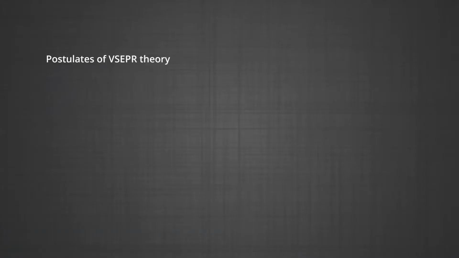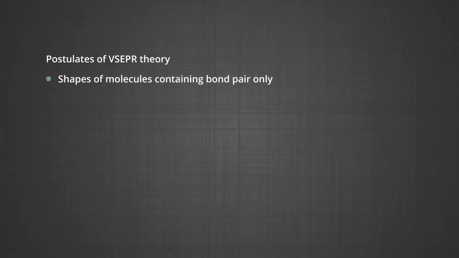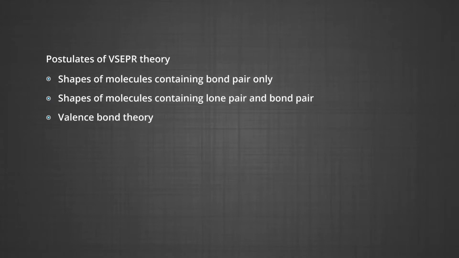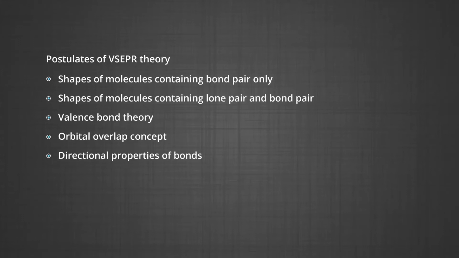Dear students, in the previous module of Chemical Bonding and Molecular Structure, Unit 4 of Class 11th, I discussed the formation of different types of bond, lattice enthalpy and bond parameters, postulates of VSEPR theory, shapes of molecules containing bond pairs only, shapes of molecules containing lone pair and bond pair, valence bond theory, orbital overlap concept, and directional properties of the bonds. Today, we will study the overlapping of the atomic orbitals and hybridization.